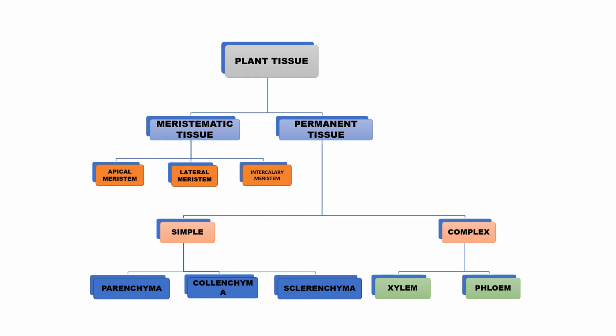See in this plant tissues, first it is divided into two categories broadly, meristematic tissue and permanent tissue. Then under meristematic tissue there are three types, apical meristem, lateral meristem and intercalary meristem. Then under permanent tissue there are two types, simple permanent tissue and complex permanent tissue. Under simple permanent tissue, how many types? Three, parenchyma, collenchyma and sclerenchyma. Under complex permanent tissue there are two types, xylem and phloem.